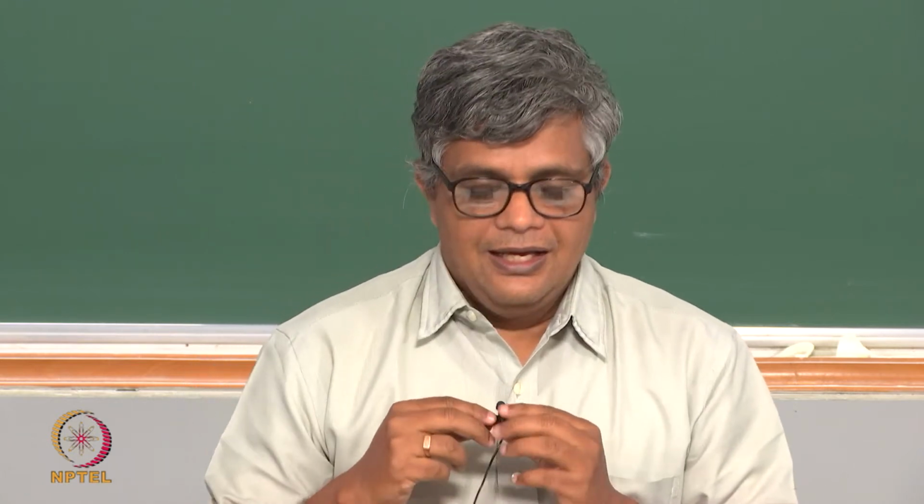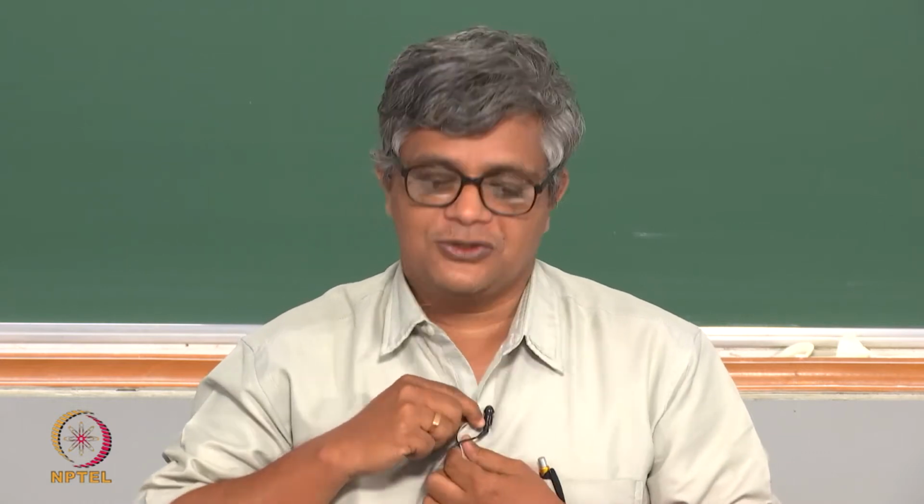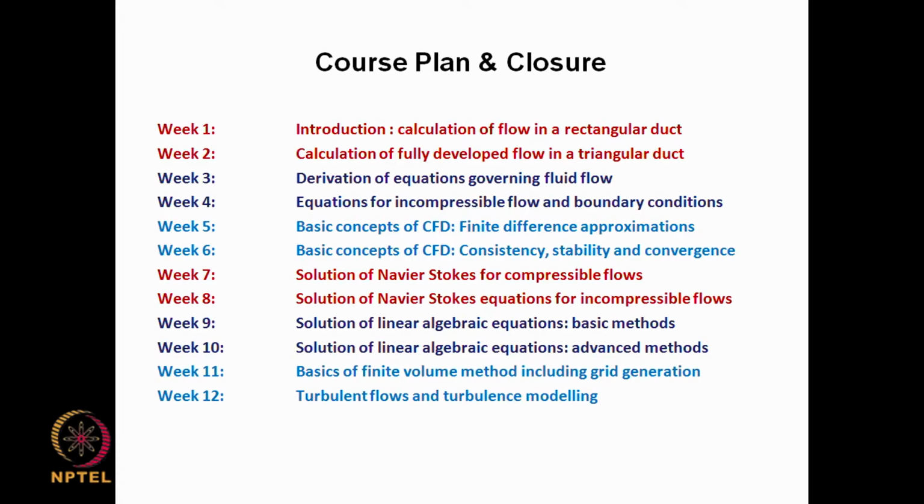So, where are we now? We have come to the end of this course, and I would like to close this by recollecting what we have been trying to do over the past 12 weeks, and I am going back to the course plan here. We started with 2 introductory examples of calculation of flow in a rectangular duct and a triangular duct, the first one using the finite difference method and the second one using the finite volume method.